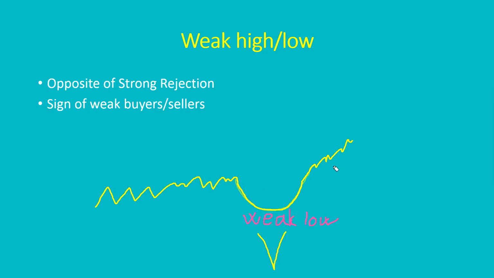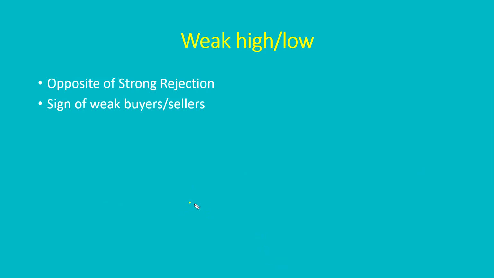There isn't immediate rejection of lower prices. This is what makes it weak, that there isn't immediate rejection of lower prices. A weak high would look, for example, like this. Alright, this is a weak high. There isn't an aggressive rejection of higher prices. Aggressive rejection of higher prices would look like this. This is aggression, but this is a weak high.